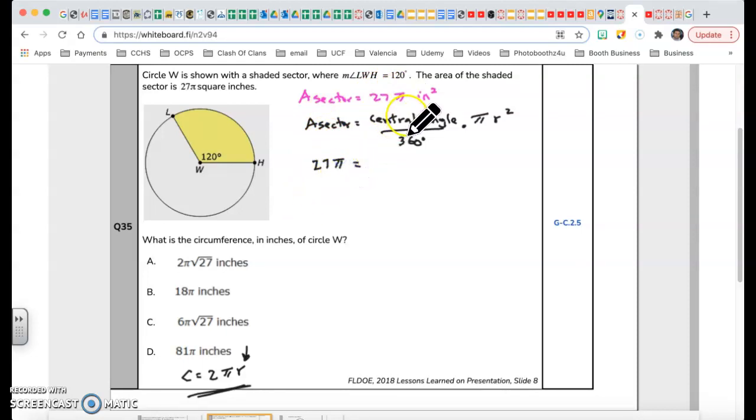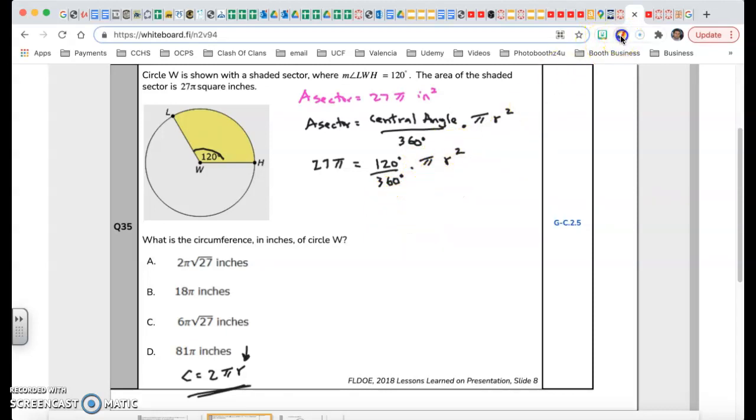Central angle, I do have that, which is 120. This is my central angle, and it's given in degrees, so it's easy. Divided by 360. I can reduce that fraction. Times pi, which I do know, and times radius squared. Here we go. So I got to solve for radius here.